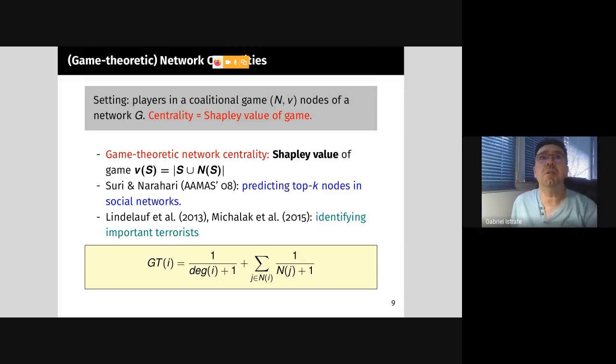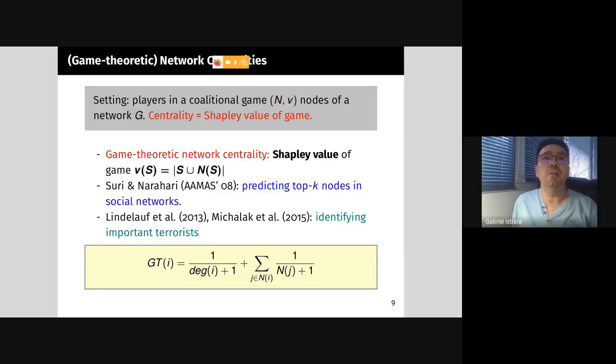And one particular type of centrality can be seen as a Shapley value of that game. Okay? So the setting is the centrality of a node is whatever the Shapley value tells it is. One such example is the following game. Imagine you have a graph, and the value of a coalition is the number of nodes in the coalition plus the neighbors. So it's how many nodes is a coalition able to get to.